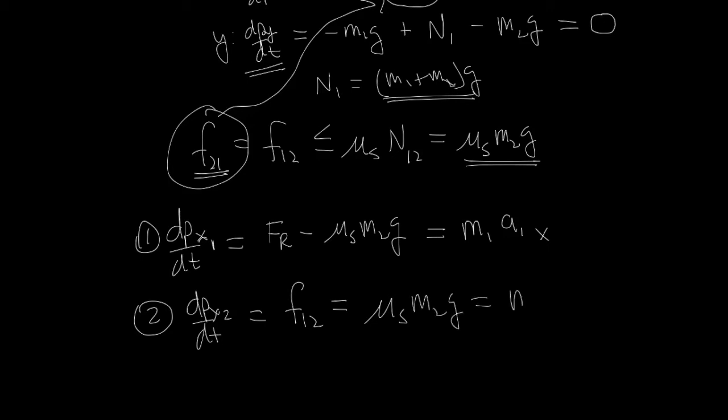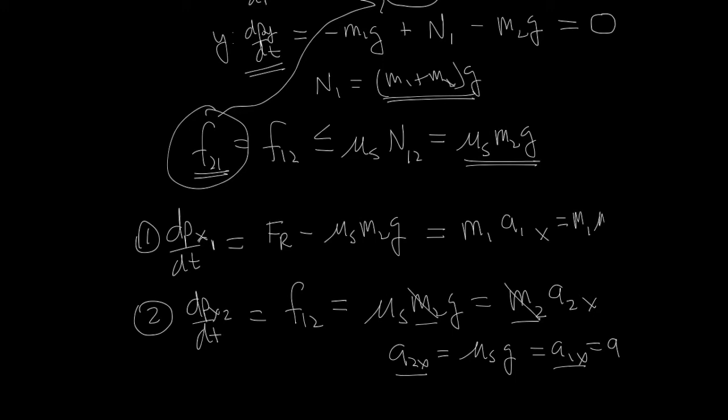But that's also equal to m2 a2x. But notice here, this m2 and this m2 cancel. So that means a2x is simply equal to mu s times g. But that's also equal to a1x, which we can just call a because they're the same number, right? So I can get rid of this a1x nonsense and just write this as m1 mu s g. Beautiful.